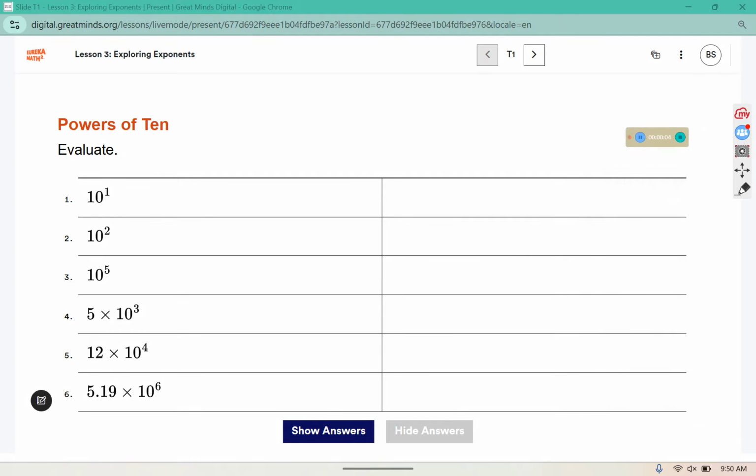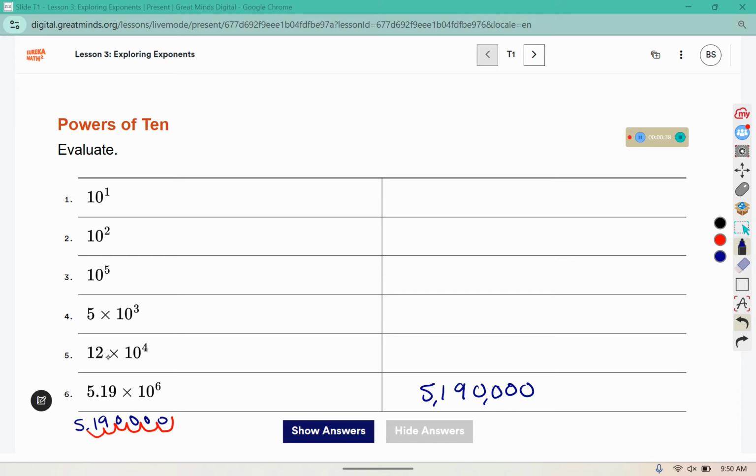Here we are evaluating. This is 10 to the 6th, so it's going to move this decimal place 6 places to the right. So this will be 1, 2, 3, 4, 5, 6. And in these gaps, we put zeros. So this is 519 with 4 zeros behind it. So 5,190,000.